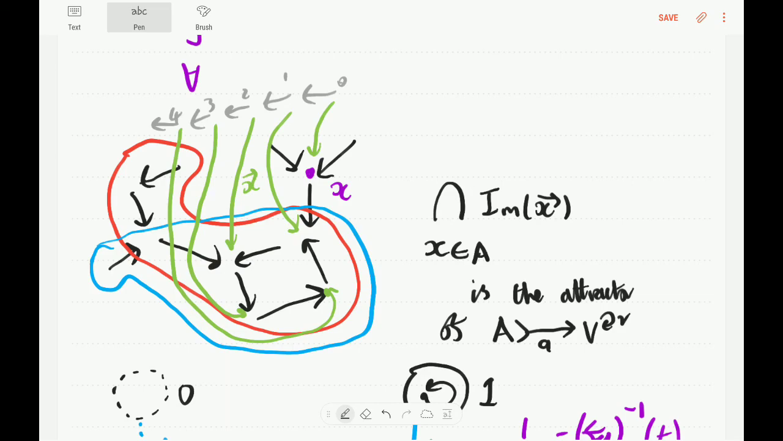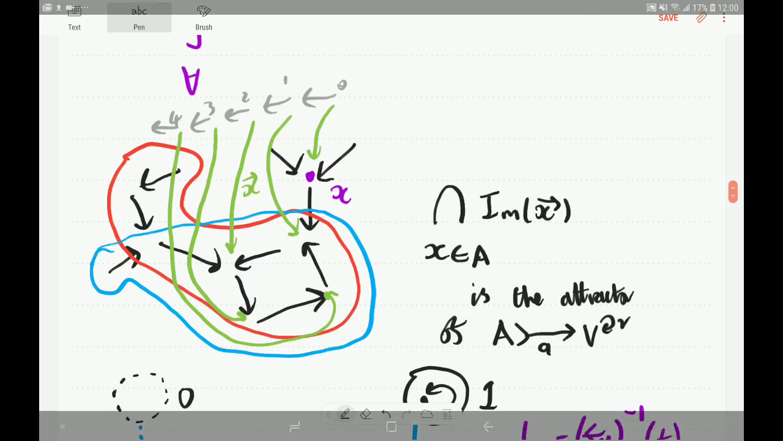Now, it seems to me that you can get the attractor of a sub-dynamical system A. Although actually, I'm not sure. I think it would have to be a connected sub-dynamical system A in order for this to work. There's a way we can check that. I'll have to come back to this.